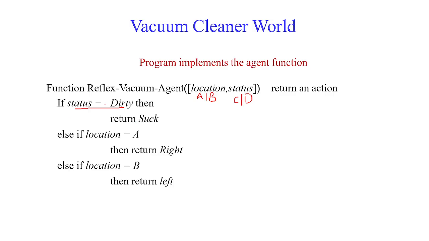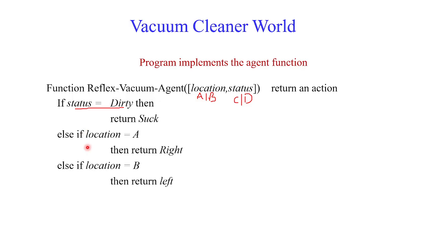Supposing the status is not dirty, meaning it's clean, and the agent is in room A, then you have to move right. That is, go and check room B. Again, if this is also clean, then in room B you have to move left. Again, you go and check A. So that is the entire agent. These three rules play the important role in cleaning the rooms.